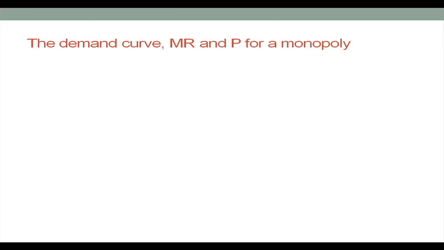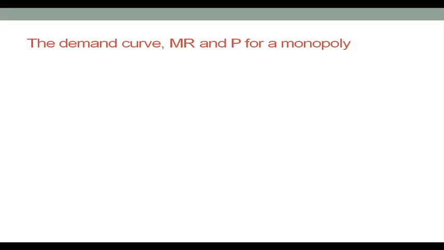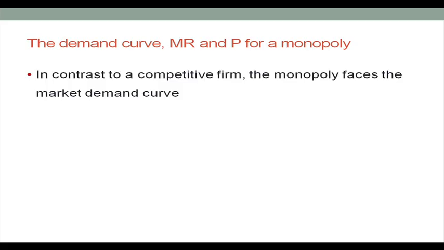Before we go on to profit maximization, we have to familiarize ourselves with the demand curve that the monopoly faces, the marginal revenue, and the price that finally the monopoly charges in the market. This is the very familiar track that we followed in determining the equilibrium price and output for perfect competition also, and that is what we are going to do again for monopoly. So what is the difference between a competitive firm and a monopoly firm?